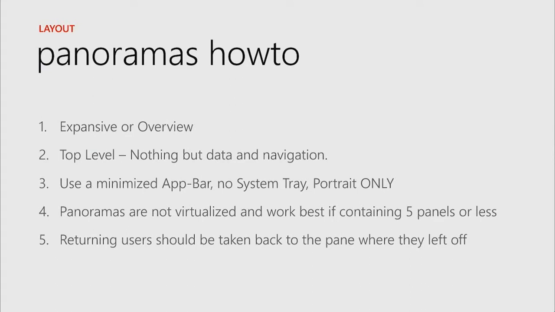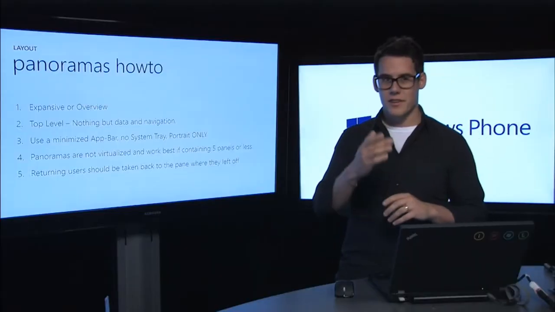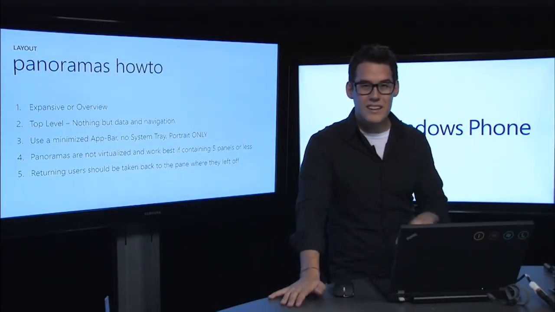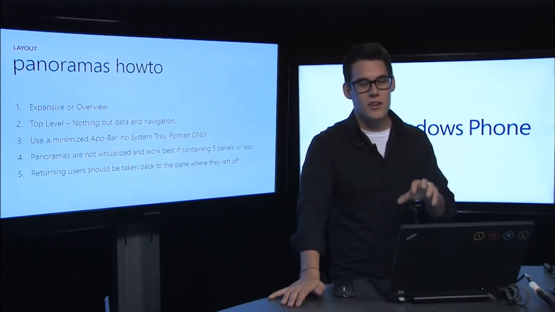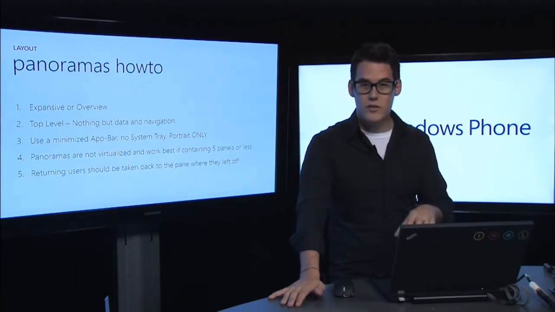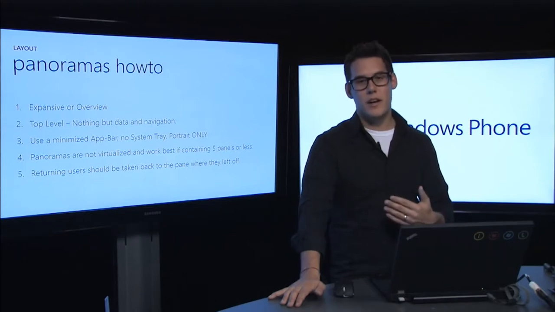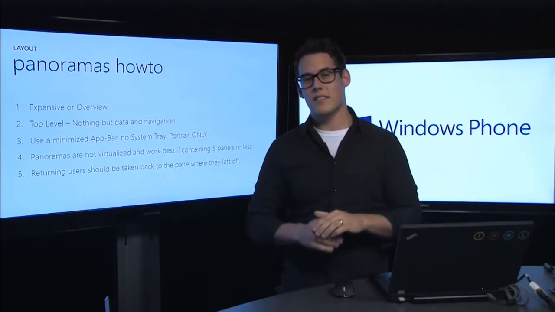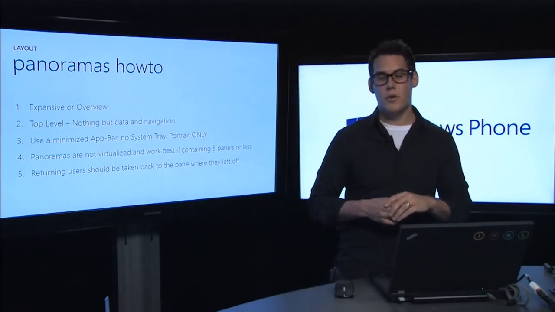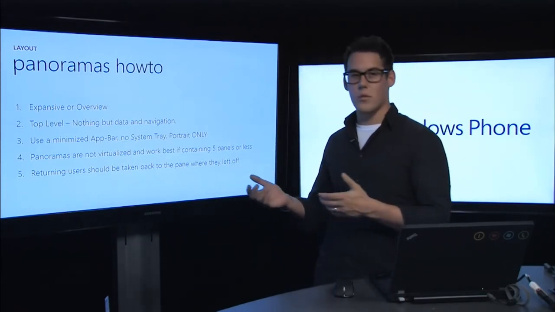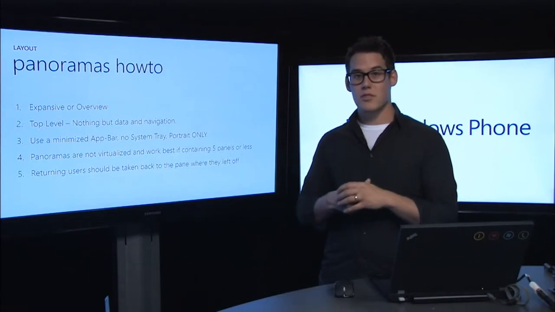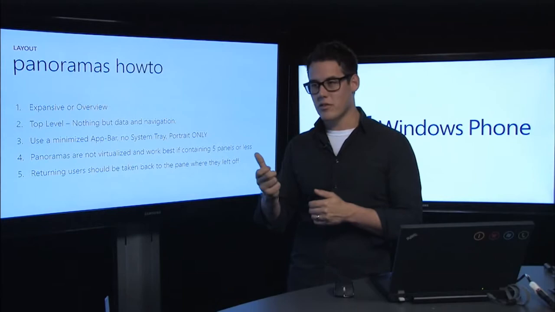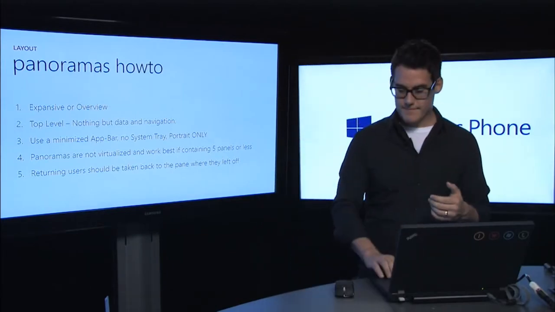Returning users should be taken back to the pane where they left off. This is a big part of the history stack, a big part of navigation, but not just when you're using the history stack. If you're on the People Hub on Windows Phone 8 and you leave that People Hub by going to the start screen, navigate somewhere else, and then hit the People Hub again, you will go back to the last pane you were on. It's very important in this experience that we leave them where they are. Sometimes users only use 1 or 2 panes out of a panorama, and we don't want them to be forced to scroll through panes that they don't use.